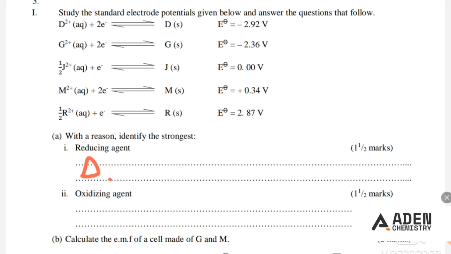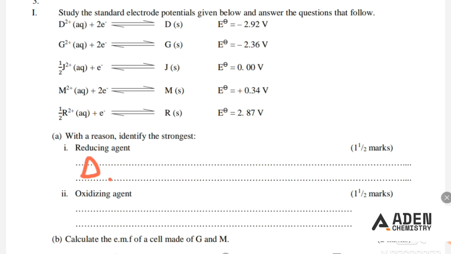We are told give a reason. So we can give several answers. One, we can say it has the most negative standard electrode potential value. Second reason, we can say because it has the highest tendency to lose electrons. Then the third reason, we can say it has the lowest tendency to accept or to gain electrons. Those are some of the reasons we can give out.